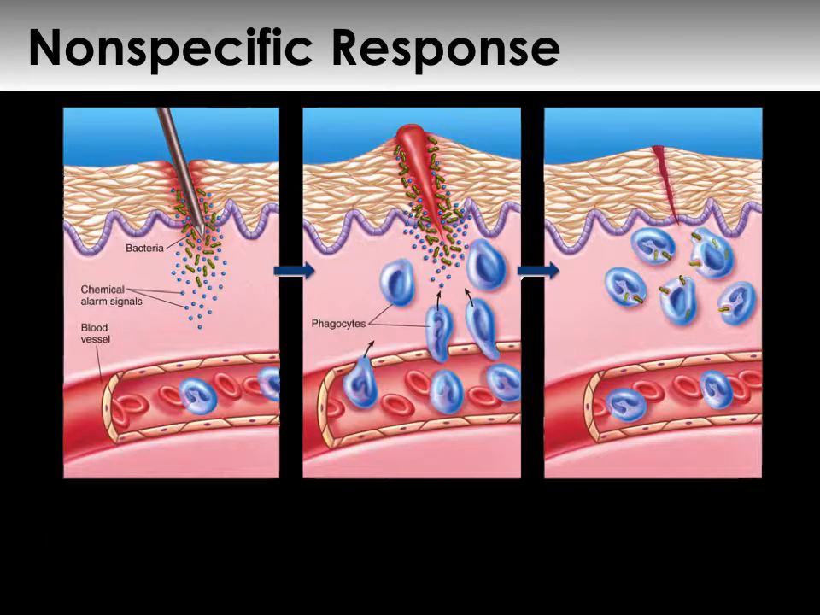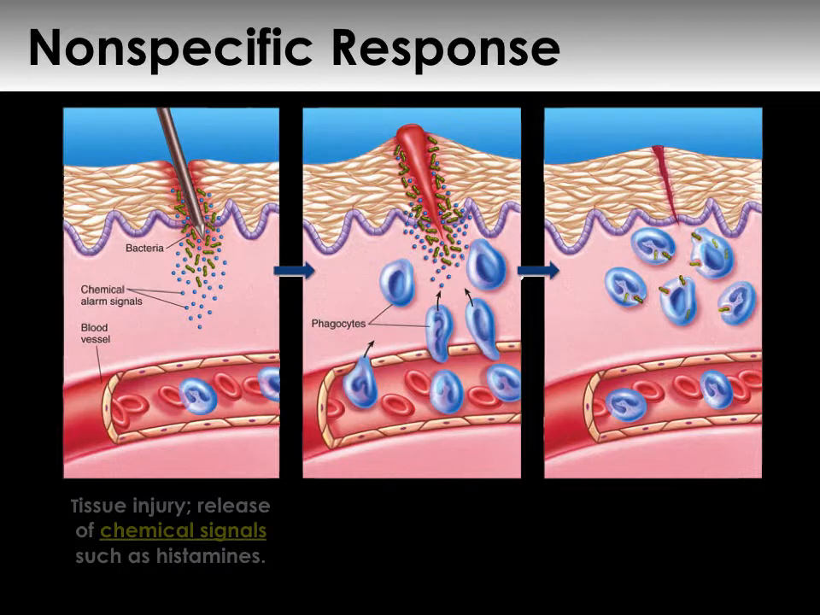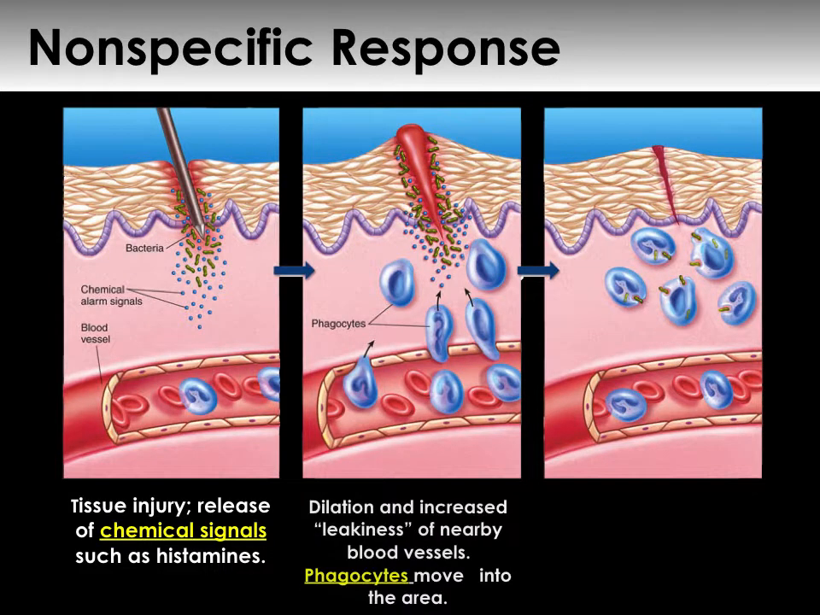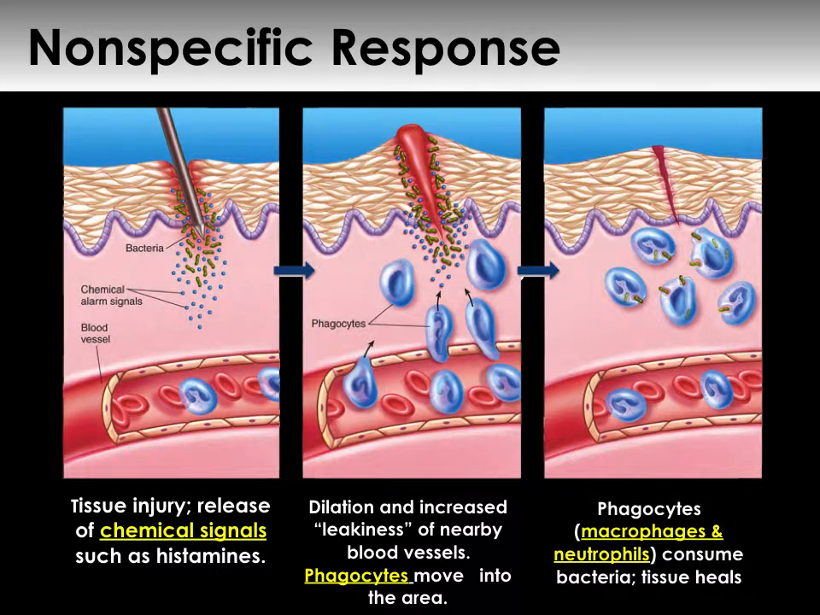The nonspecific response here involves tissue injury. After tissue injury, there will be release of chemical signals such as histamine, dilation and increased leakiness of nearby blood vessels that will allow phagocytes to move into the area, and finally, the phagocytes consume the bacteria and the tissue heals.